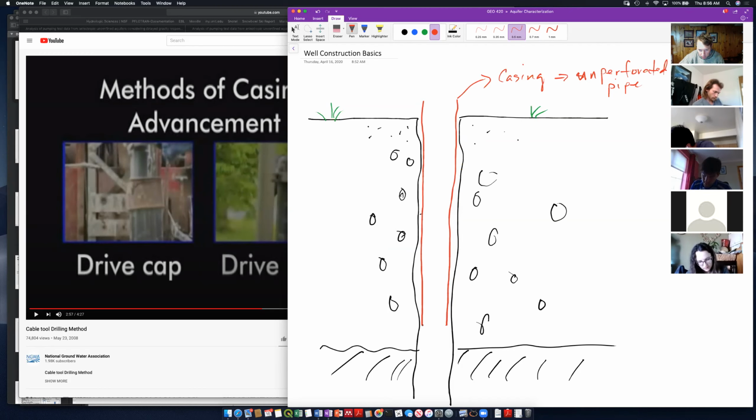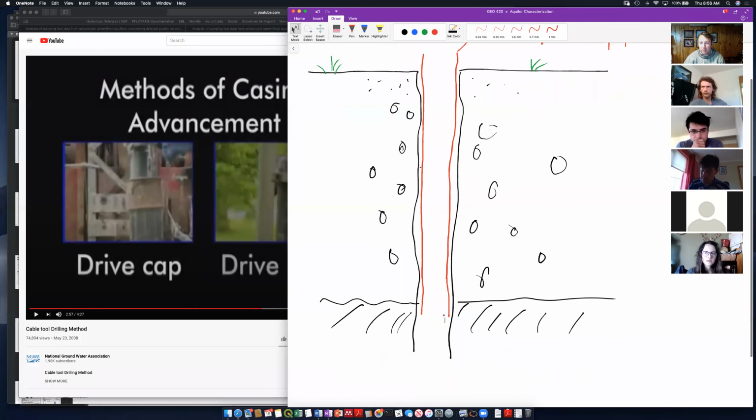So in this case, we might drive some amount of casing through our unconsolidated rock and down into our bedrock, as an example. And then once we're in the bedrock, the hole might stay open, all right? Or the bedrock may be the zone where we really want to pump groundwater out of. Maybe we're interested in some fracture zones here. We want to understand water in these fracture zones.